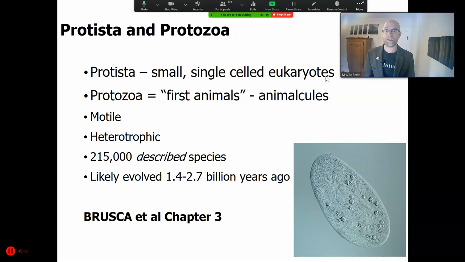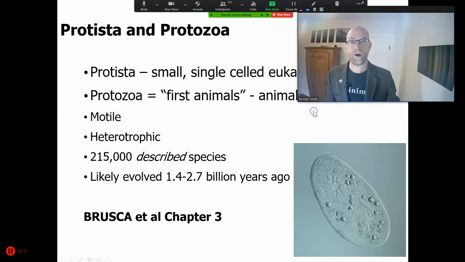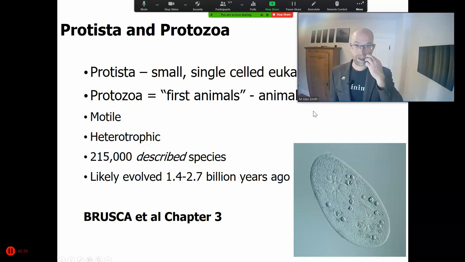250,000 described species, and they have been evolving on our planet for a very long period of time, 1.4 to 2.7 million years. And so the fossil record is replete with these tiny things, particularly the ones like diatoms, or things that secrete tests, or slightly harder parts that are preserved in the fossil record and transformed into layers and layers of stone. The background reading and some diversifying reading that you can explore here is all contained in Chapter 3 of Brusca.